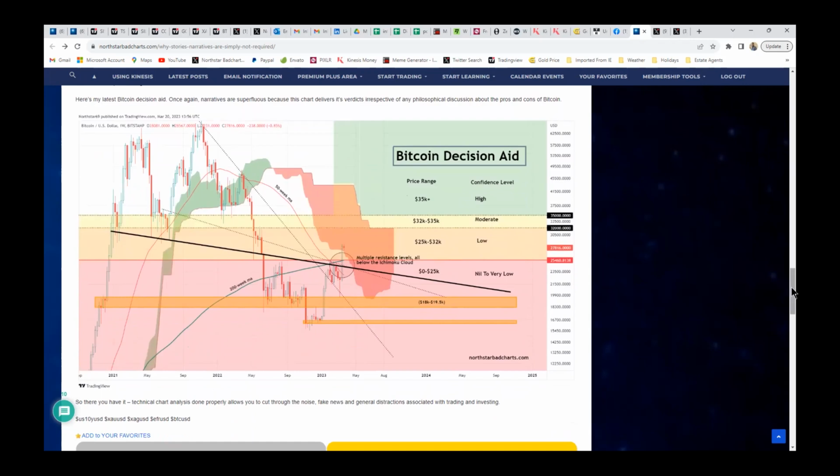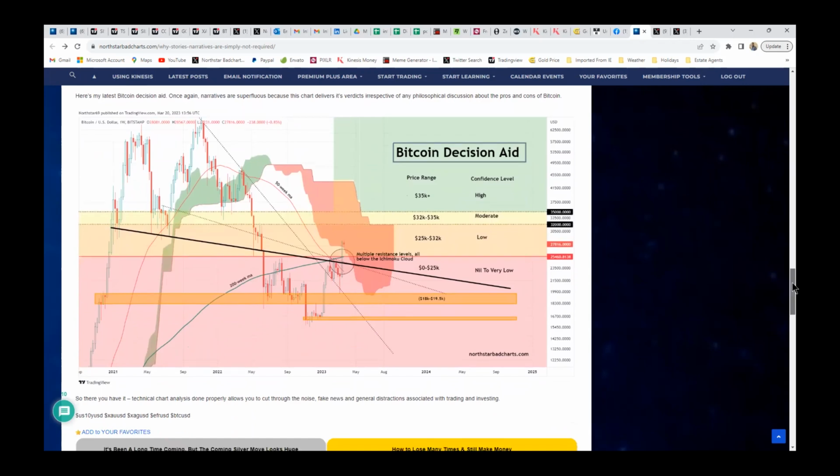So you have to, as a trader or investor, be completely unemotional, because when emotion comes into it, you make mistakes. When emotion comes into it, it introduces bias. Okay, so this is the Bitcoin decision aid. In my past career as a meteorologist, we had something called tactical decision aids.